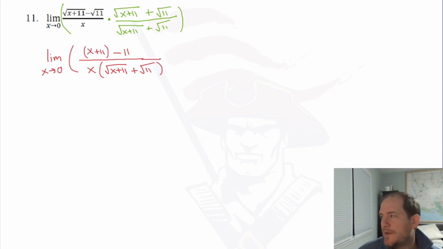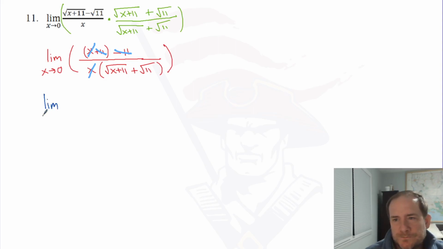Okay, and then if the 11 and the negative 11 can cancel, then that frees us up to go ahead and just let the x and the x cancel. And then we've got an evaluatable limit on our hands, because this is just going to be the limit as x goes to 0 of 1 over the entire conjugate, so root (x plus 11) plus root 11.